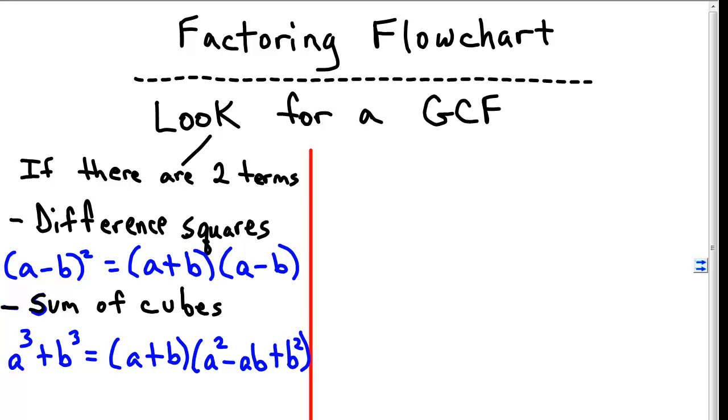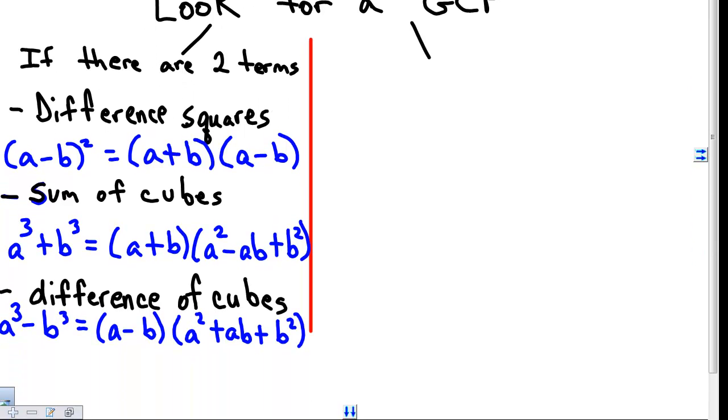The sum of cubes. This is a formula where a cubed plus b cubed equals a plus b times a squared minus ab plus b squared. And the difference of cubes, where a cubed minus b cubed is equal to a minus b times a squared plus ab plus b squared.